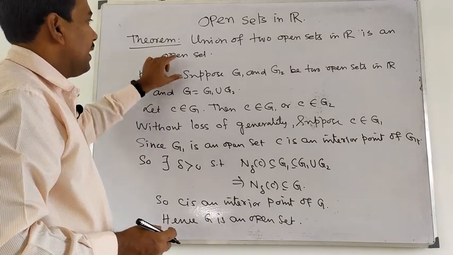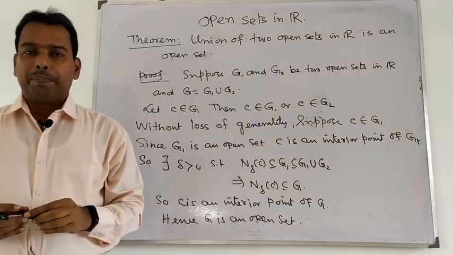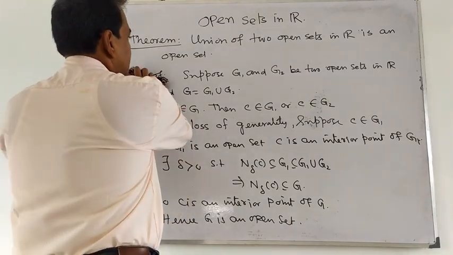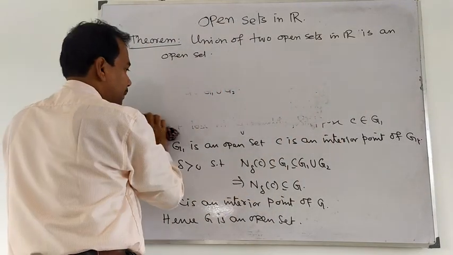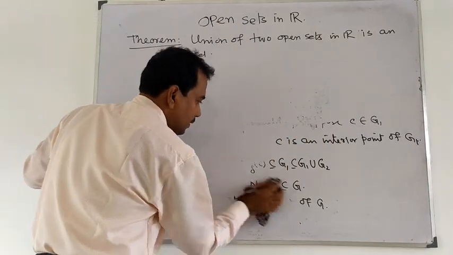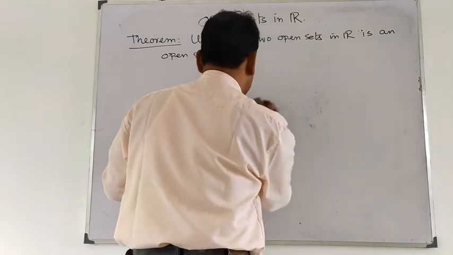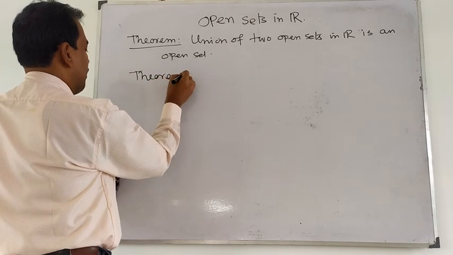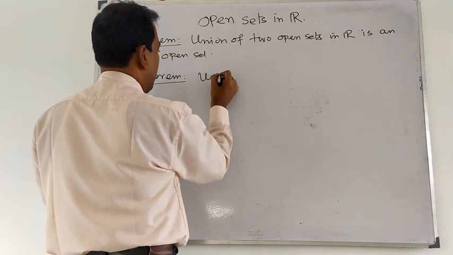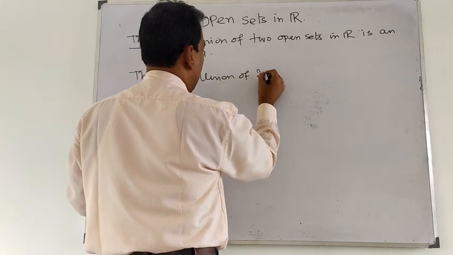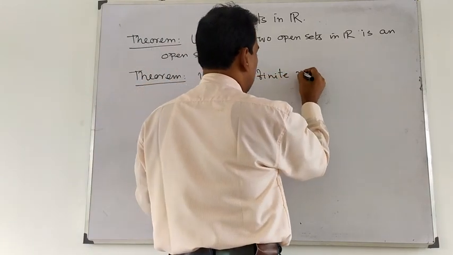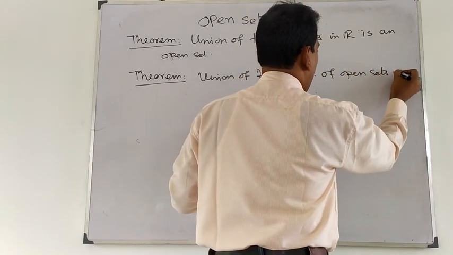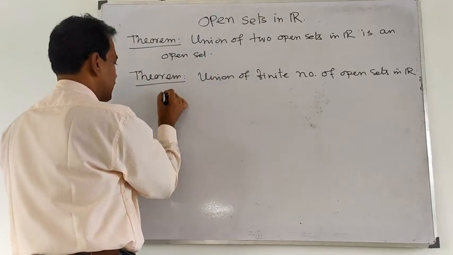And since G is an open set, we can say the union of two open sets is an open set. And in a similar way, we can prove that the union of a finite number of open sets in R is an open set.